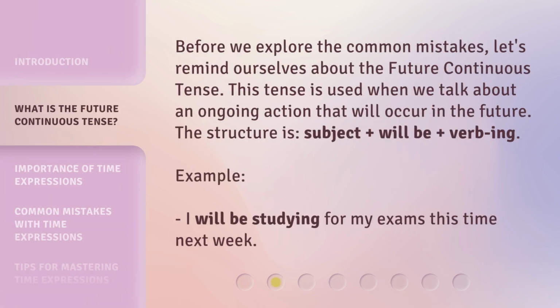Before we explore the common mistakes, let's remind ourselves about the future continuous tense. This tense is used when we talk about an ongoing action that will occur in the future. The structure is subject plus will be plus verb-ing. Example: I will be studying for my exams this time next week.